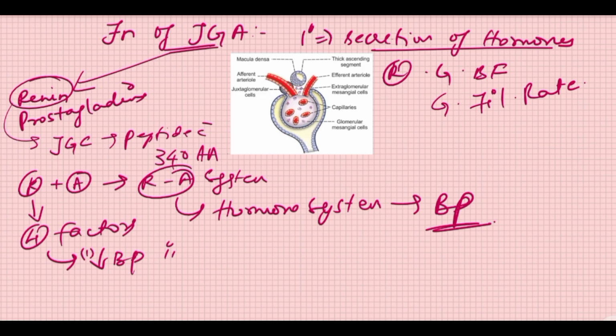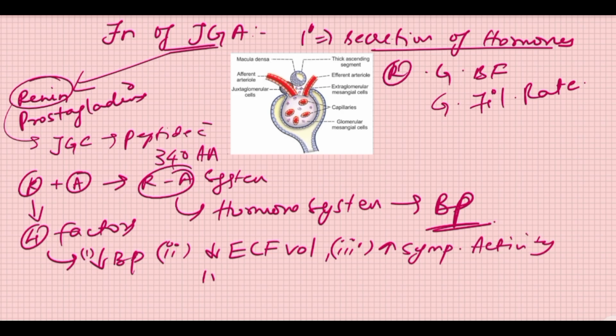And the second one is the reduction of the extracellular fluid volume. And the third factor is the increased sympathetic activity. And the fourth stimulating factor is the decreased load of sodium and chloride in the macula densa.